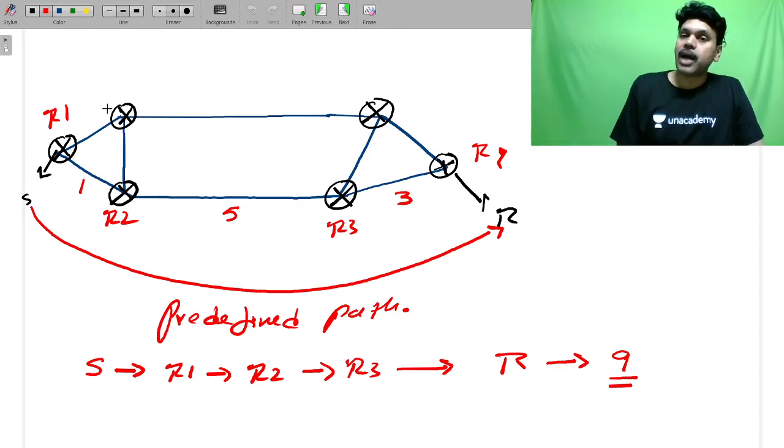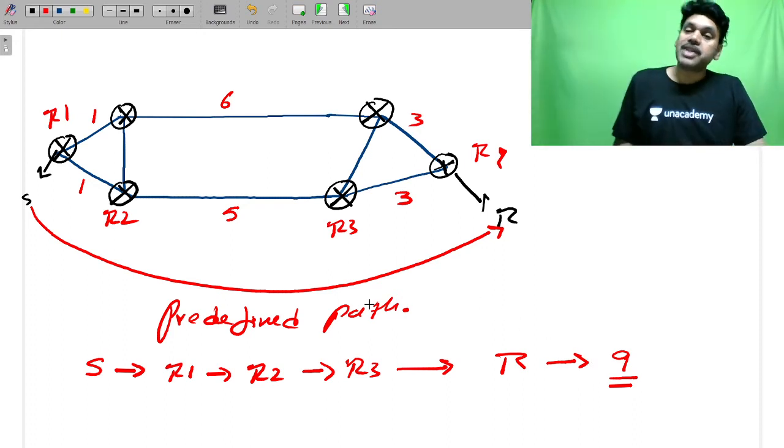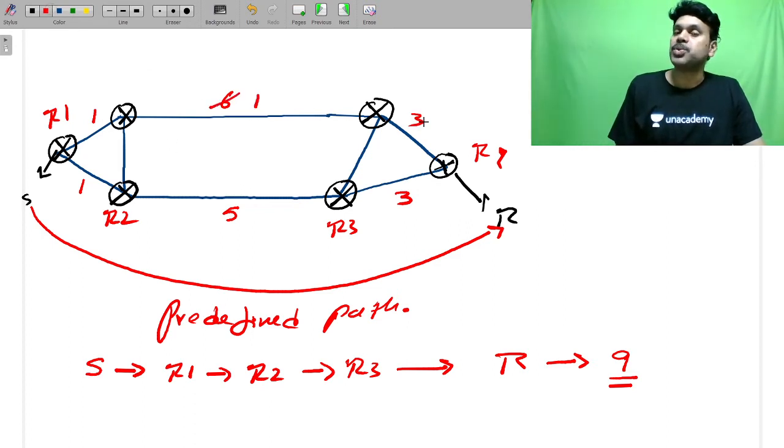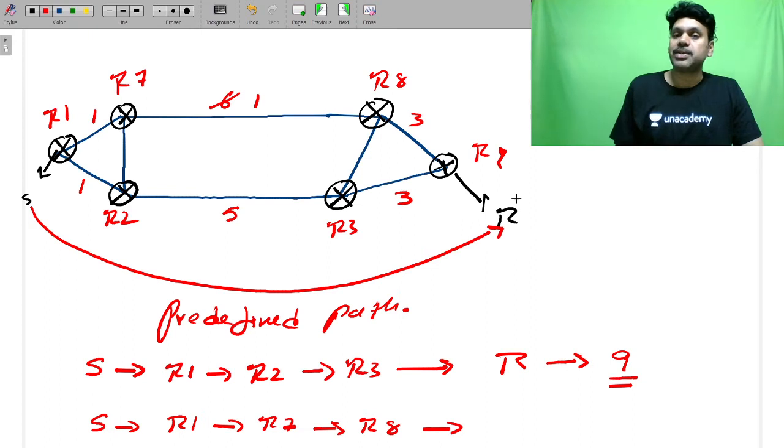So now I understand that 1 and 6 and 3 will be the longer path to you, because it is a 10 and the other is going to be 9. After transmission of a few packets in that line, this becomes 1. Then my shortest path is 1, 1, 2, 2 and 3 plus 5. So immediately the sender thinks, can I use R7, R8? Can I use R1 to R7 and R7 to R8 and R8 to, what is this, router? R4.